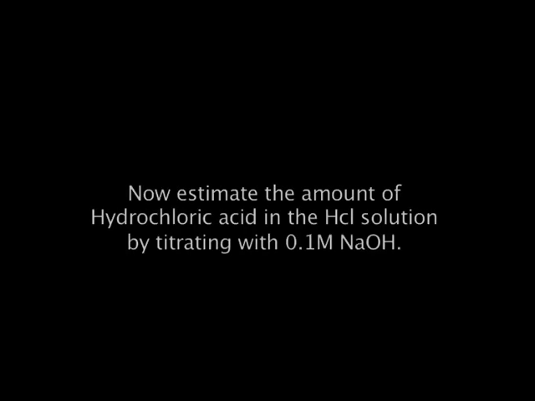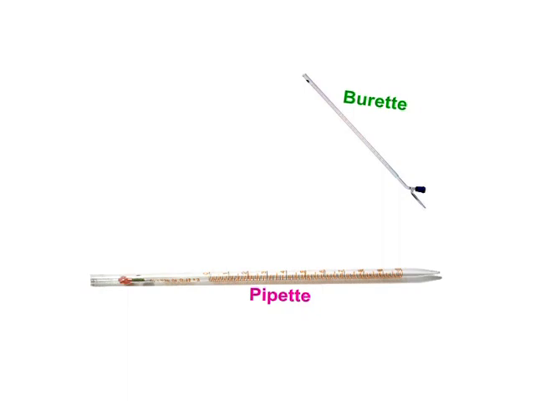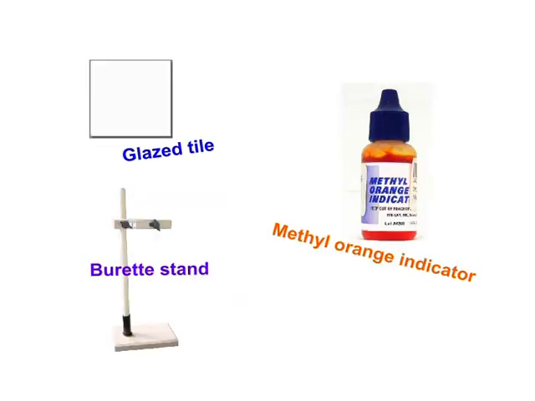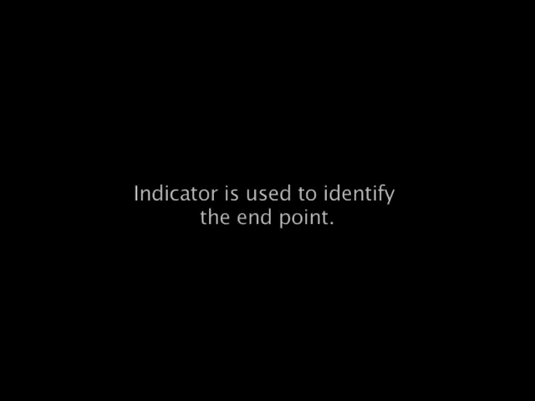Now estimate the amount of hydrochloric acid in the HCl solution by titration with 0.1 molarity NaOH. An indicator is used to identify the endpoint. Completion of the reaction is called the endpoint.